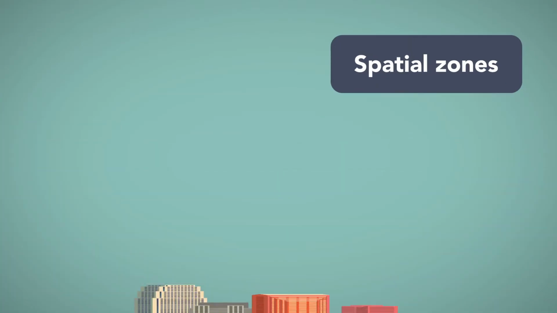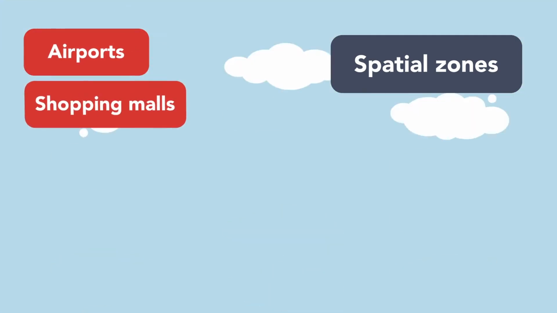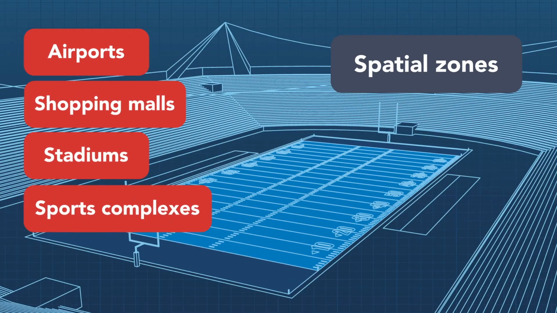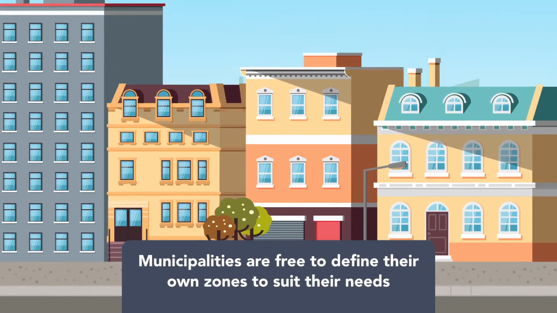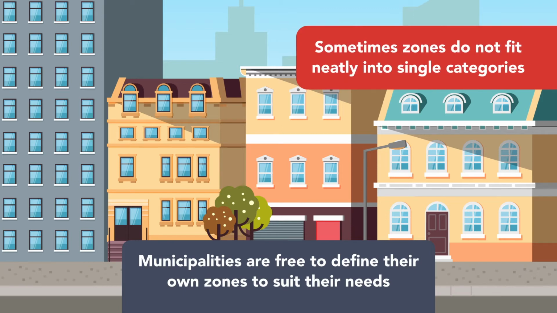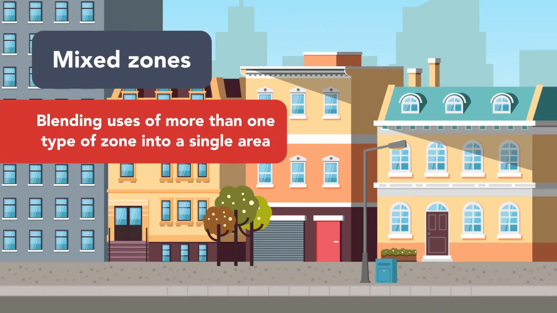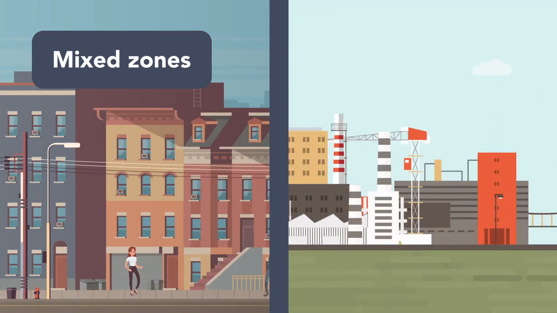Spatial zones are used by some municipalities to plan for large-scale uses, like airports, shopping malls, stadiums, sports complexes, and power generation facilities. Municipalities are free to define their own zones to suit their needs. Sometimes, especially in downtown areas, zones do not fit neatly into single categories. Mixed zones allow for blending uses of more than one type of zone into a single area, such as commercial and residential or commercial and industrial.